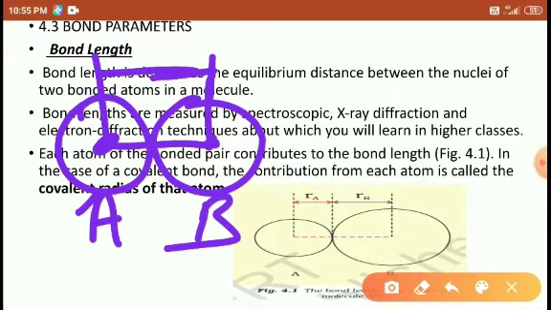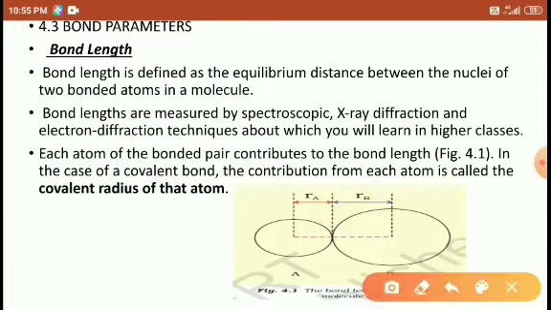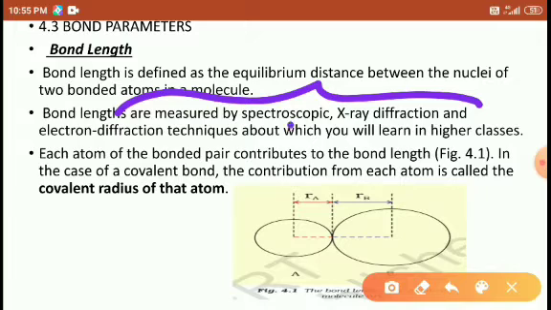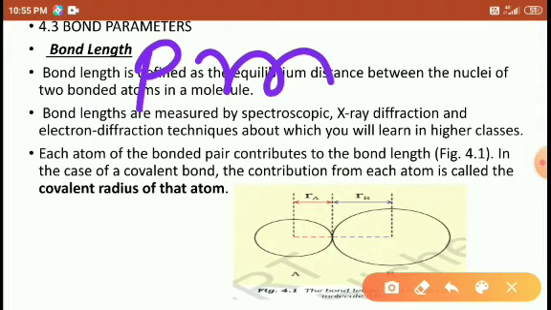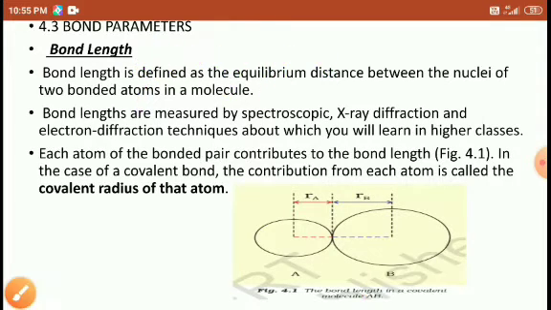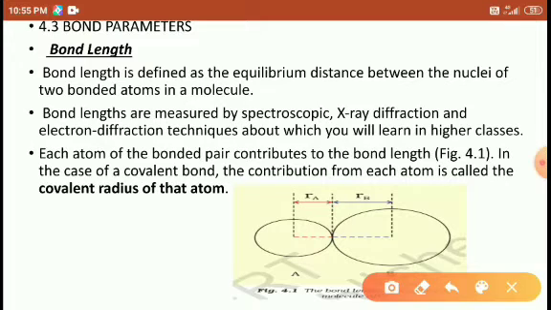Right students, understood? Okay, bond length is measured by spectroscopy, X-ray diffraction or electron diffraction techniques, and one of the units is the picometer. It is mentioned in picometers. So each atom in a bond contributes to the bond length. In the case of a covalent bond, the contribution from each atom is called the covalent radius.